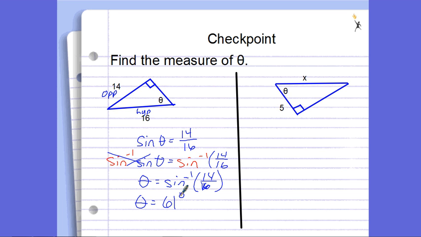All right, the next one, it looks really hard because now I have an x, okay? Now I have an x. So you think I'm going to change what I'm going to do? Depends, maybe. We'll see. So here's my theta. What does the 5 represent? Adjacent. What does the x represent? So this is adjacent, and this is my hypotenuse. Agreed?